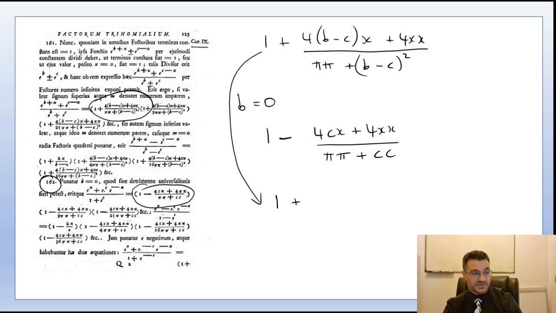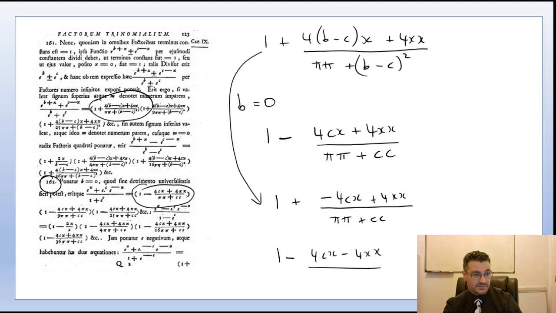So 1 plus minus 4c plus 4xx over pi plus cc, or 1 minus 4cx minus 4xx over pi plus cc. Either of these would be acceptable if we were to replace b with 0 in this initial expression. But Euler ends up with this expression.